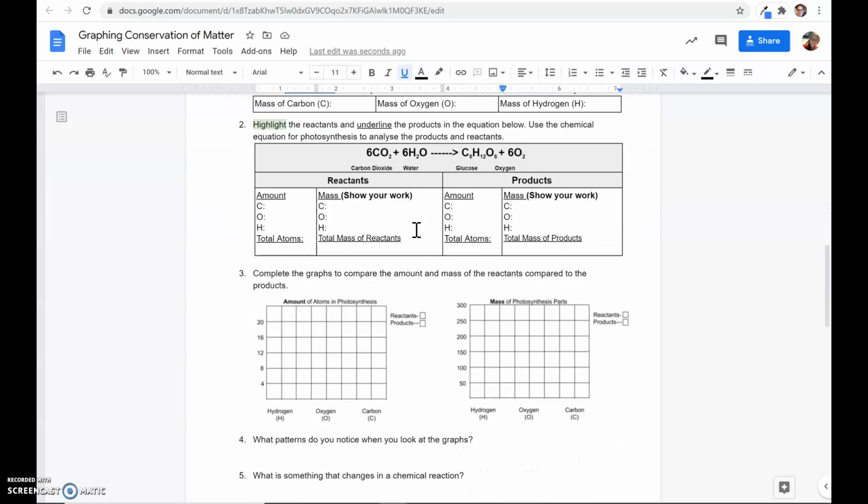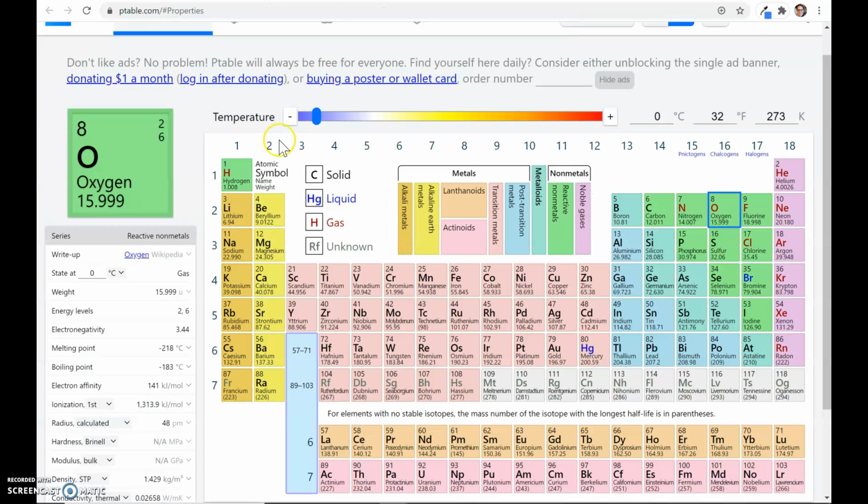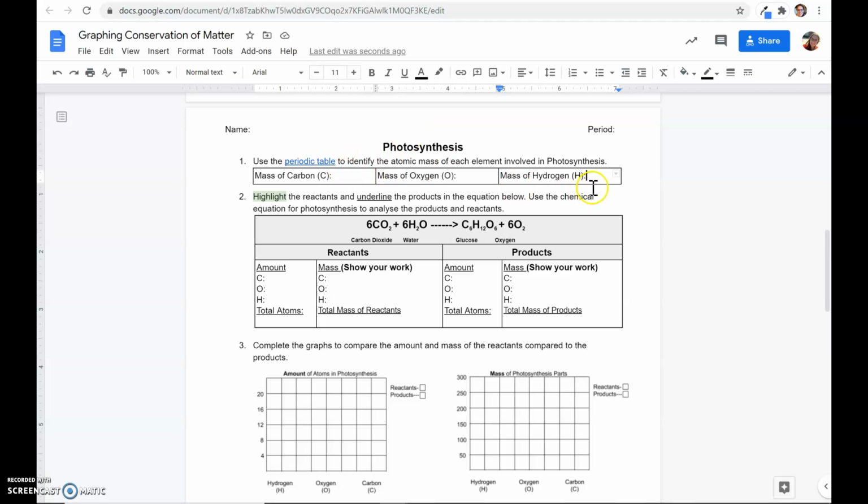All right, the rest of this you're going to be able to do on your own. I'm just going to walk you through this last couple parts. The first thing you're going to do for this page is look up the mass of carbon, the mass of oxygen, and the mass of hydrogen on, again, your periodic table. Again, it's that number on the bottom, okay? And you're just going to write them in there.